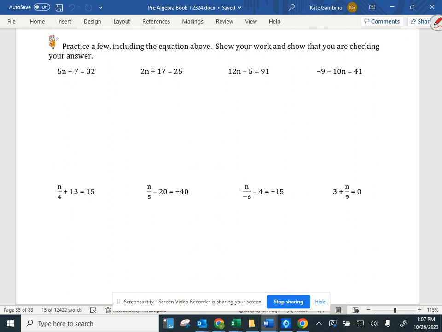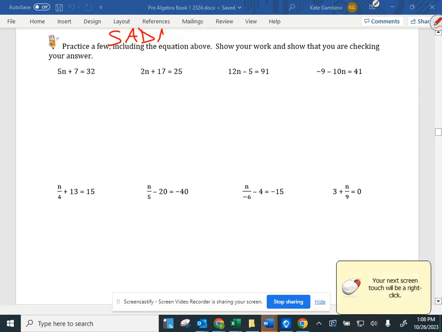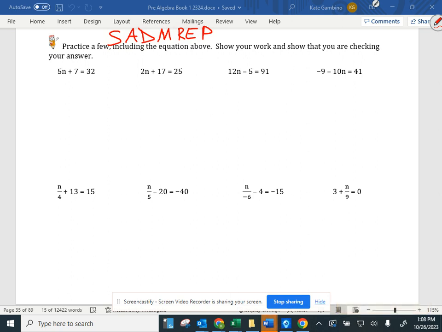So we have 5n plus 7 equals 32. What's the first operation we have to do? Remembering that we are doing SADMR. What's the first operation I'm going to do, Henry? Subtraction. Yeah, because I have addition here, so I need to do the subtraction.